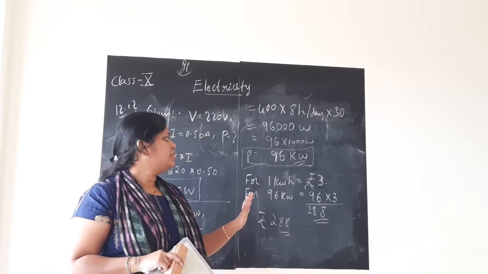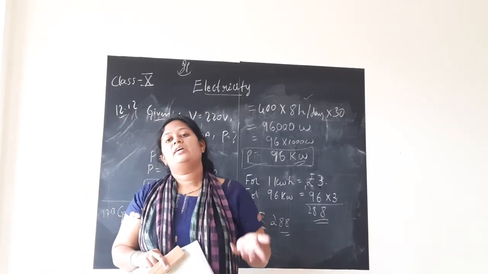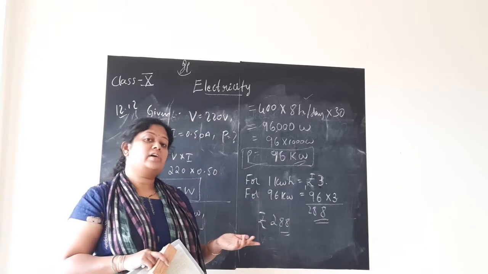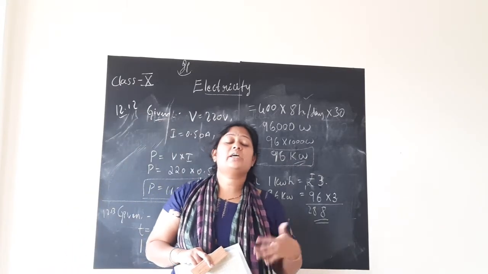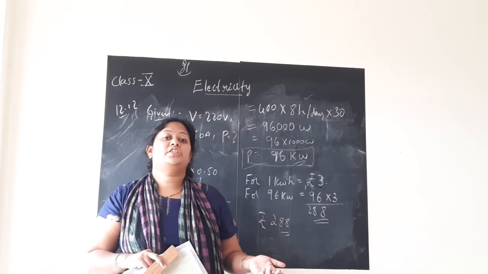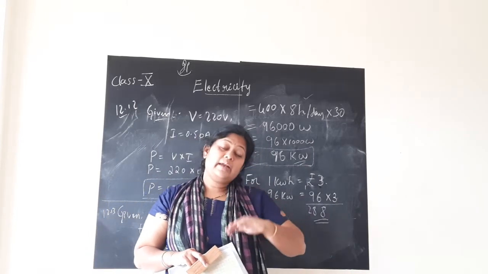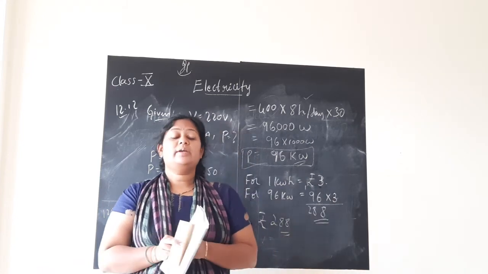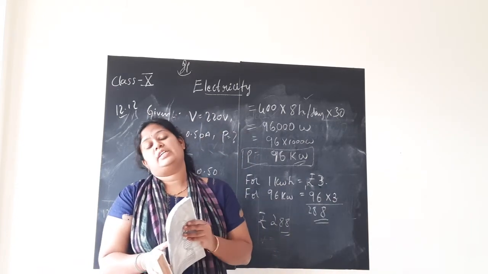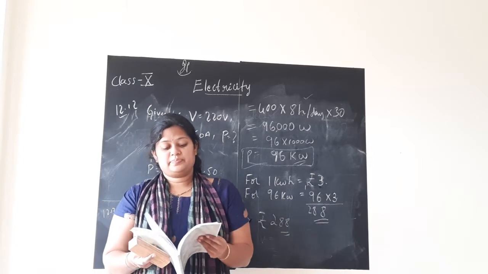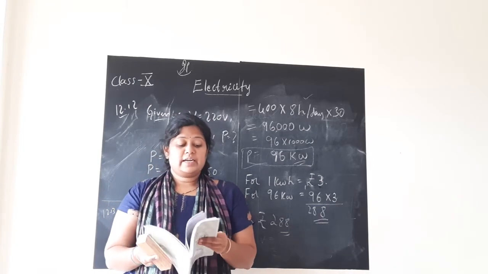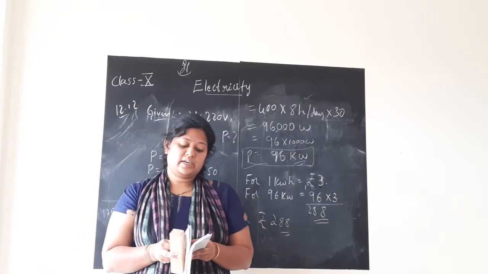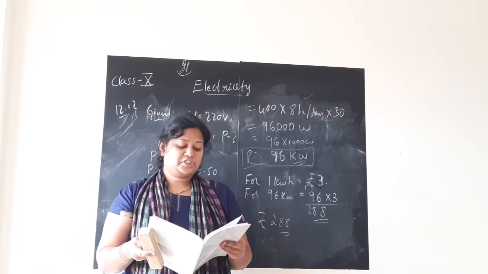Next we studied what a resistor is, and the series and parallel combinations: what happens, the advantages of the series combination over the parallel combination, and the advantages of the parallel combination over the series combination. Next we studied the heating effect of electric current and the factors affecting it, which is very important, children: length, area of cross section, and all that.